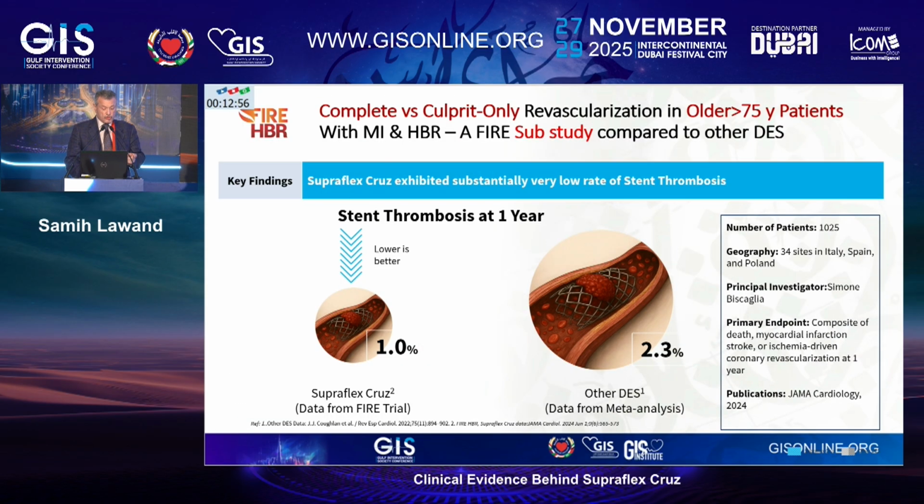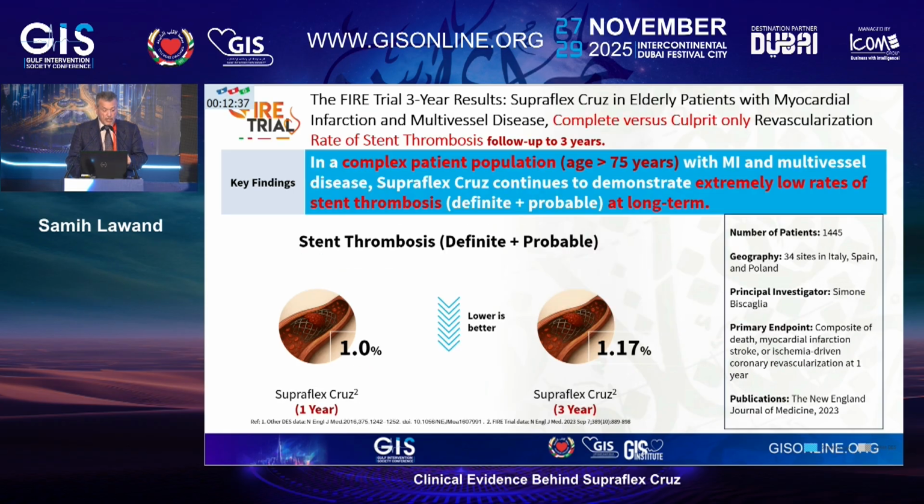Again, for the stent thrombosis at 1 year in a high bleeding risk population, in a sub-study looking at older patients of 75 years and more having MI, etc., again, compared to other stents, the likelihood of stent thrombosis was lower in Supraflex. In the rate of stent thrombosis at follow-up of 3 years, as in the FIRE trial, the complete versus culprit lesion revascularization, clearly no difference in outcome in the first, second, and third year.